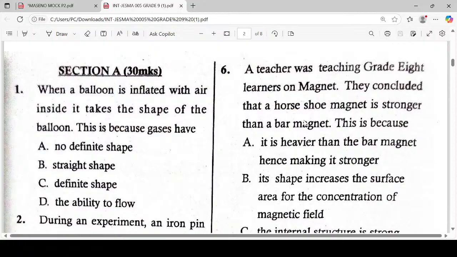So what is the take, dear learners? Very important. You know that gases have no definite shape. That's why they tend to take the shape of the container. So they have no definite shape.